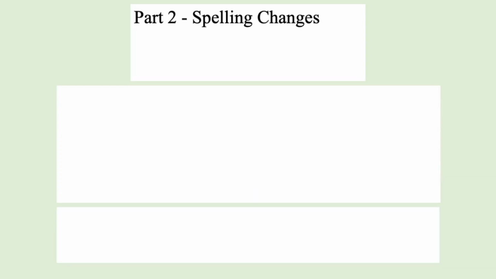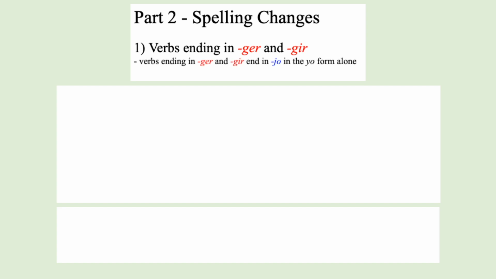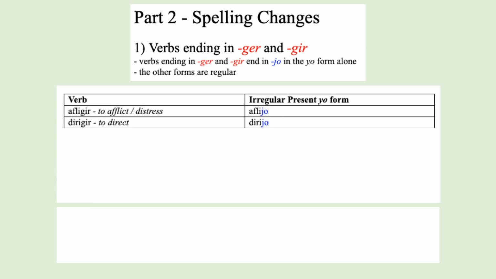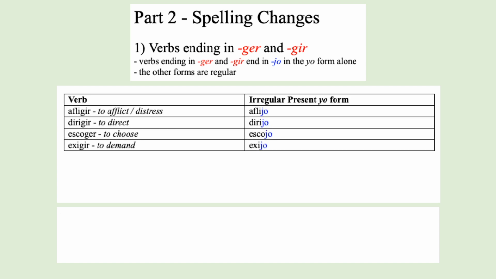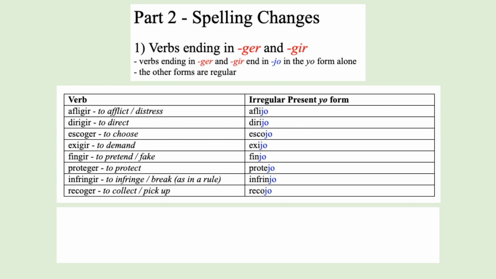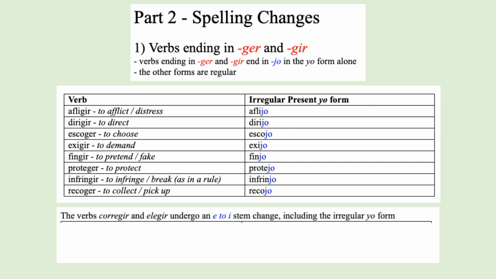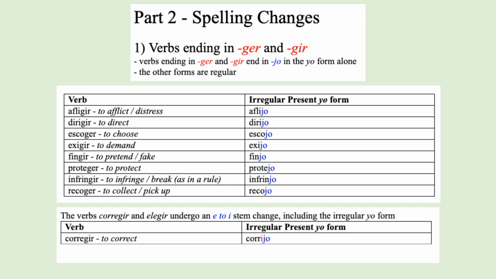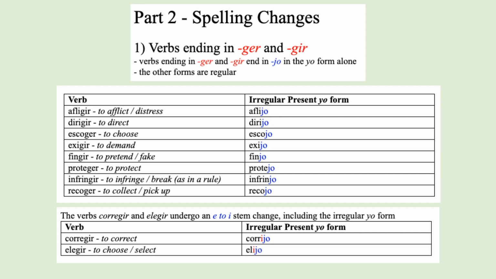Next are the spell change verbs, starting off with verbs that end in -ger and -gir. These verbs end in -jo in the first person singular form, but the other forms will remain regular. Aflijo, dirijo, escojo, exijo, finjo, protejo, infrinjo, recojo. And the verbs corregir and elegir are also E to I stem change verbs, and they also follow this first person singular spell change. So they include both irregularities. Corrijo, elijo.